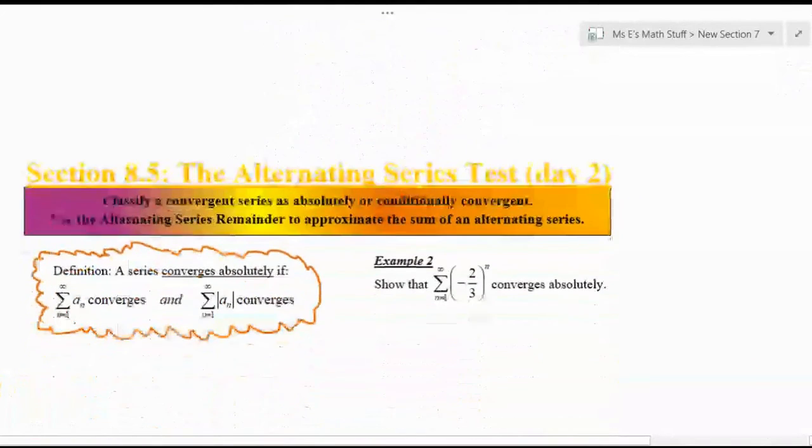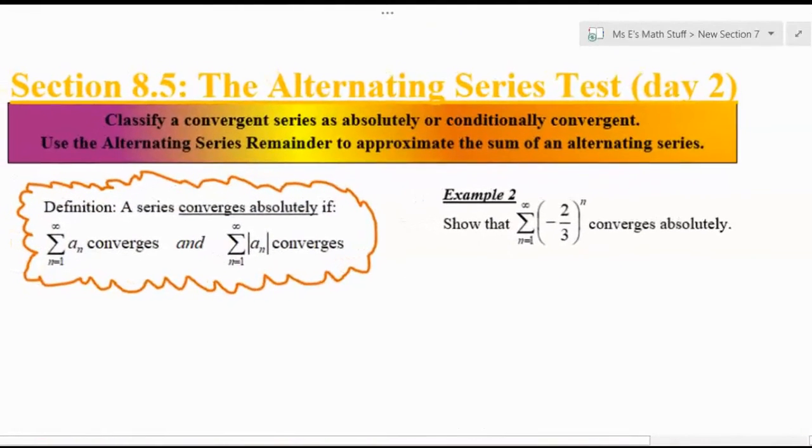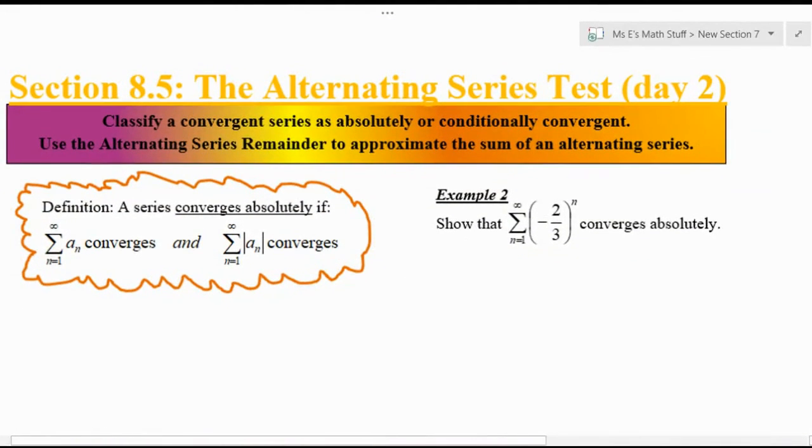All right, my friends, that's it for part 1 of section 8.5. And then in part 2, we'll move to classifying a convergent series as absolutely or conditionally convergent and using the alternating series remainder to approximate the sum of an alternating series.